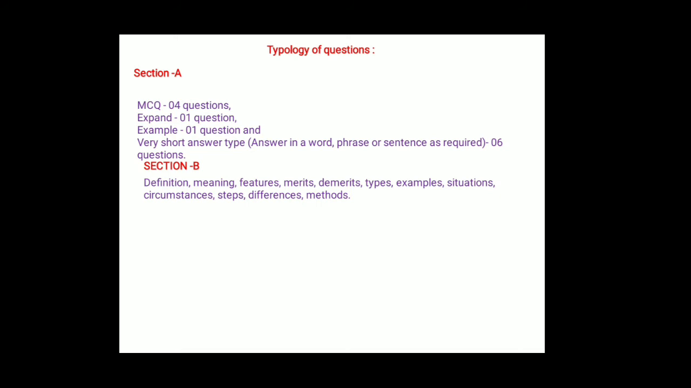Next, example, like mention any one example for policy, strategy, objective, like that, one question. And very short answer type, 6 questions. Totally in section A we get 12 questions: 6 very short, one word or one sentence questions, 6 plus one example, 7.